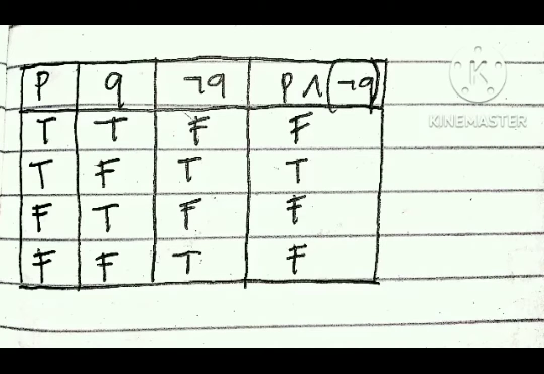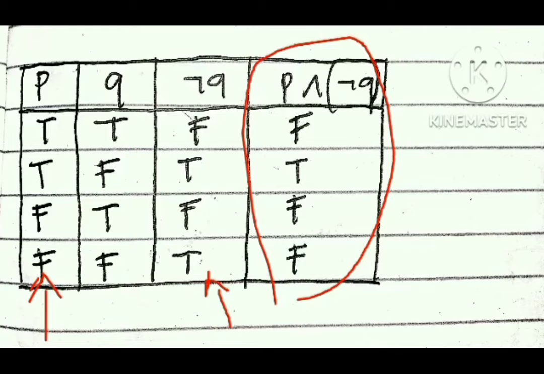The same as in our first table, the first and second columns are the values of P and Q. Then the third column is the negation of Q. Since we already know how to come to a conclusion in the third column, the negation of Q, we are going to proceed to the fourth column, the P and not Q. We are going to base our answer on the first and third columns, which are the P and not Q columns. So, if P is true and not Q is false, then in the last column it will be false.